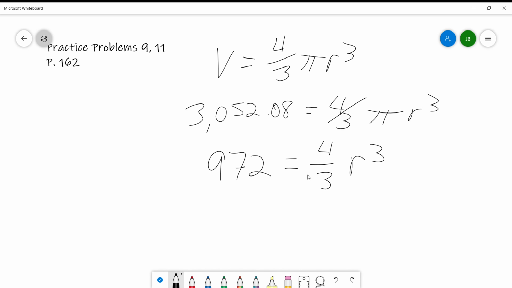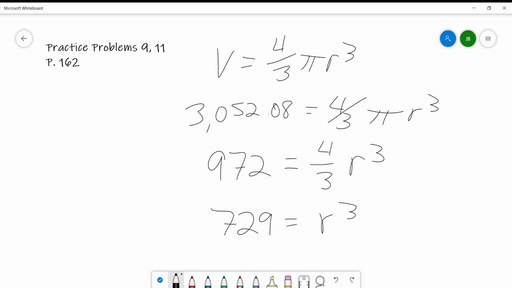Now I'm going to divide by 4/3. How do I divide by 4/3? Dividing by 4/3 is the same as multiplying by 3/4. Dividing by a number is the same as multiplying by its reciprocal. So I'm going to multiply both sides by 3 and then divide both sides by 4. I get 2,916. And then if I divide that by 4, I get 729. 729 equals the radius cubed.